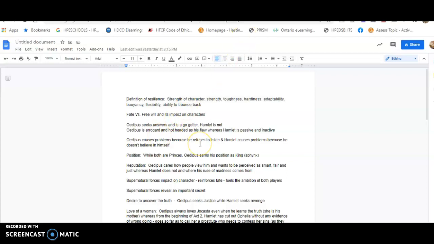So this is the key thing that you need to evaluate: you can actually choose one character over the other and do a comparative, or you can say neither of these characters or both of these characters. But however you decide to present the demonstration of an understanding of their fatal flaws and how they demonstrate resiliency, that's what's going to lead us into how we create that thesis statement.